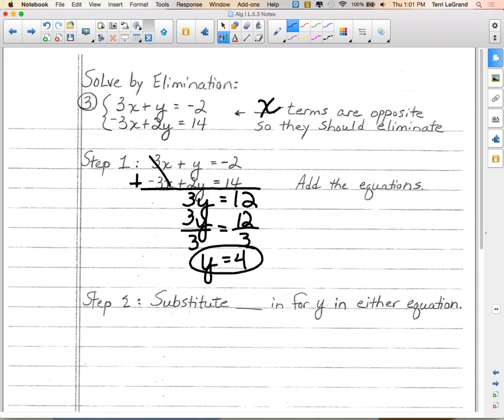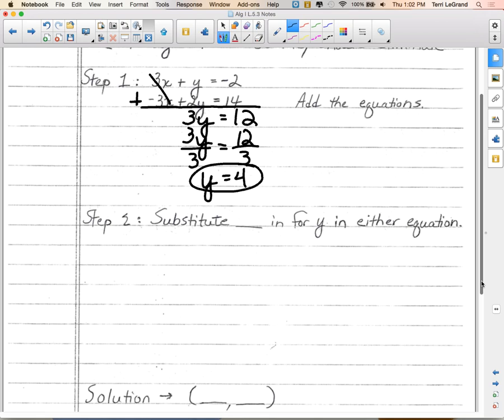So when they're in standard form like this, instead of having to maybe take that first equation, get y by itself, and then substitute in for the y in the other equation, all we had to do was add them together. The x's went away, and we're solving for y.